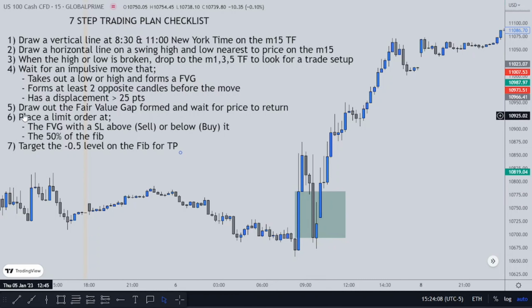That is where now we go to step 5. We draw our fair value gap formed and wait for price to return. So we have already drawn the fair value gap based on this other rule here, and we are waiting for price to return, which price already did. This is just a demonstration.